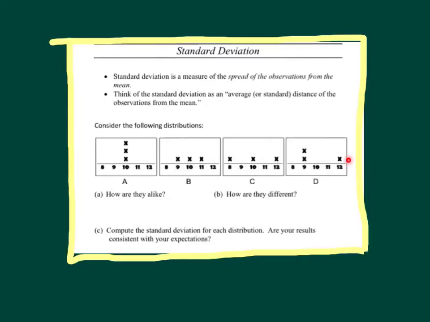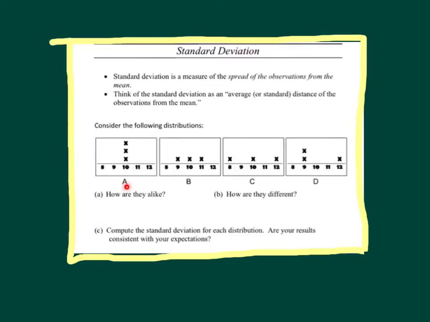Another way in which they're alike, the first thing we do when we look at a distribution is look at its shape. These 3, A, B, and C, are all symmetric distributions. D is different from them, but those A, B, and C are all symmetric distributions. And then the next thing we talk about is center. And if you notice for all of these, the mean value of data set A is going to be 10.